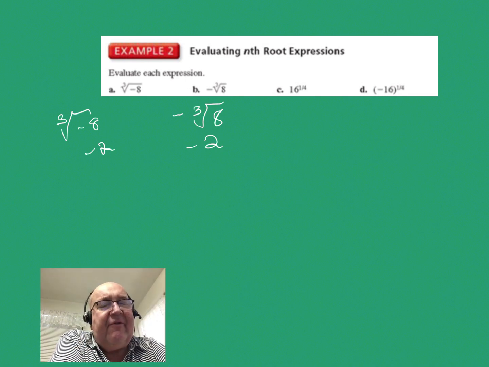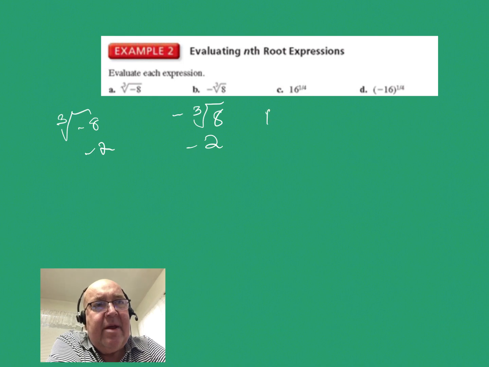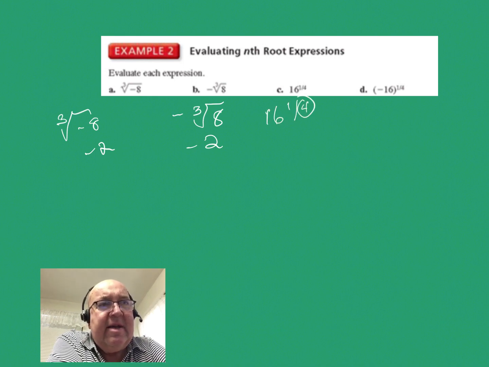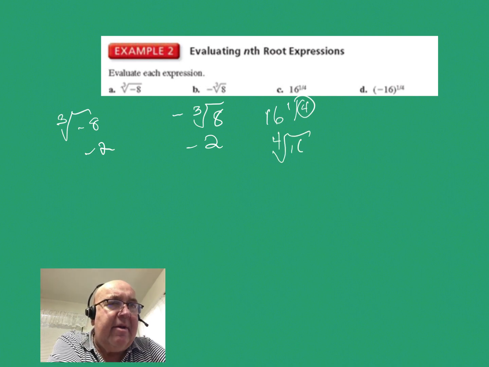If you see a fraction listed as the exponent, the number in the denominator is the root that you're looking for. So 16 to the 1/4 power is looking for the fourth root of 16. The fourth root of 16 is plus or minus 2.